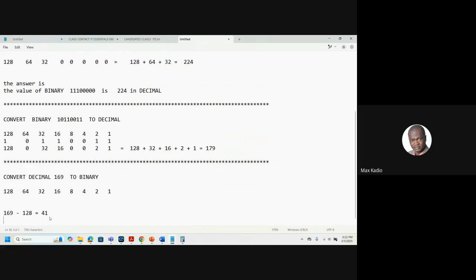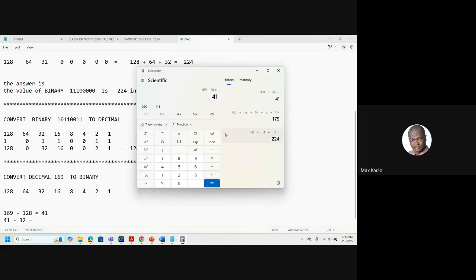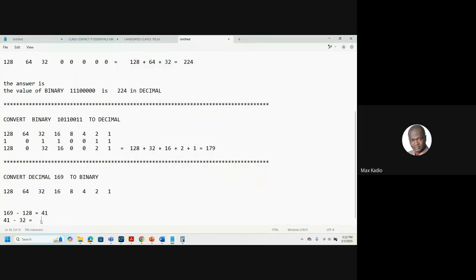Now I put 41 also here. 41 is bigger than what? 32. So 41 is bigger than 32, but it's not bigger than 64, so we cannot deduct 64. So I take 32. 41 minus 32 equals 9. You put your 9 here.